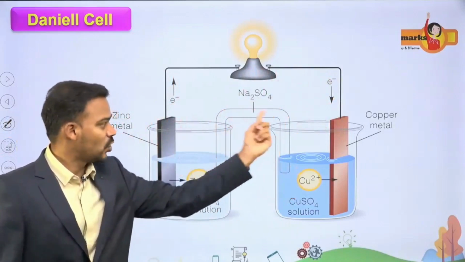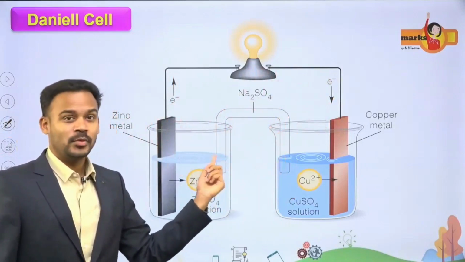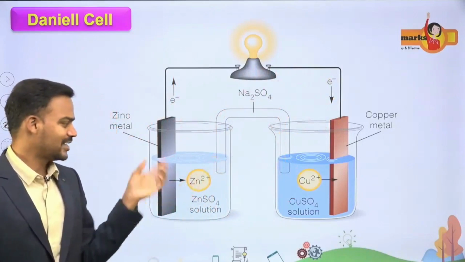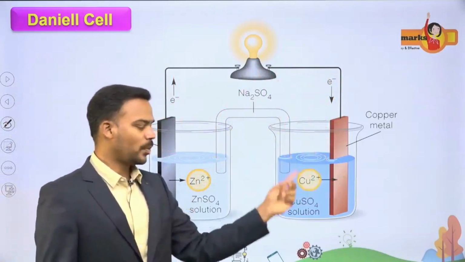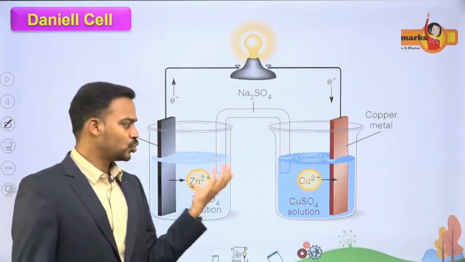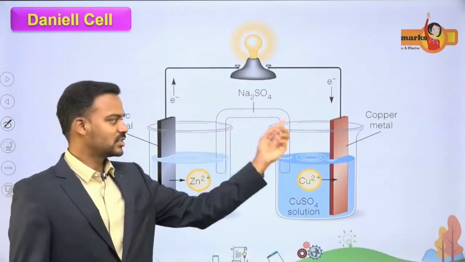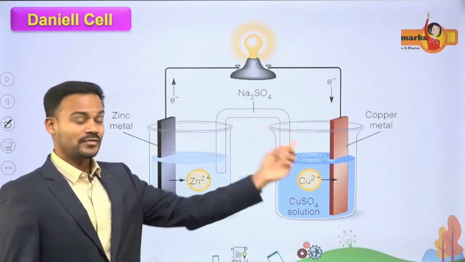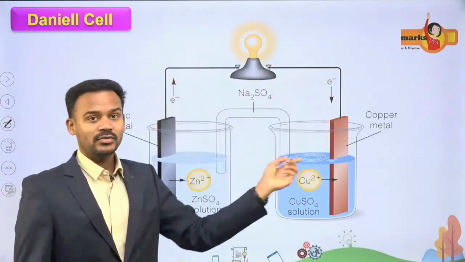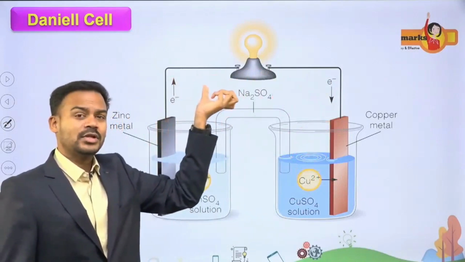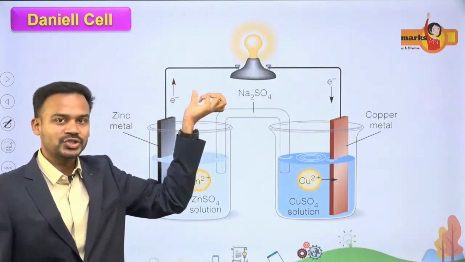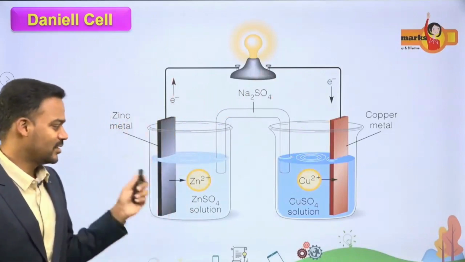And you can see there is a salt bridge over here. I'll tell you the importance of this salt bridge later. What is that? Zinc dipped in zinc sulfate solution, copper electrode dipped in copper sulfate solution. So these are the two half cells which we have, and this is the salt bridge. These two half cells are connected by a wire which passes through the voltmeter, which will tell us about the flow of electrons in terms of voltage. So this is your Daniell cell.